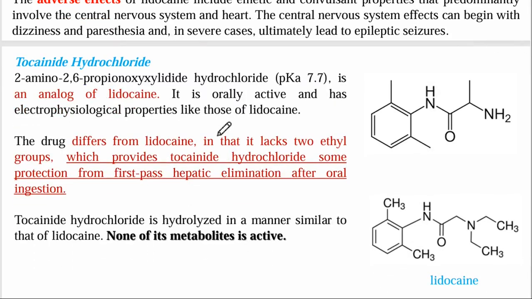Then we have tocainide hydrochloride, which is an analog of lidocaine. This differs from lidocaine in that it lacks two ethyl groups. Lidocaine has two ethyl groups; in this there is no ethyl group. Just the rest of the structure is the same. You can just compare here. This is the difference between lidocaine and tocainide hydrochloride. That's why tocainide hydrochloride is the analog, and none of the metabolites are active.